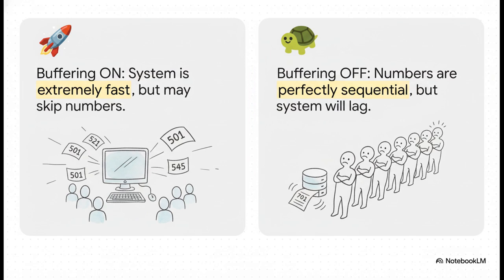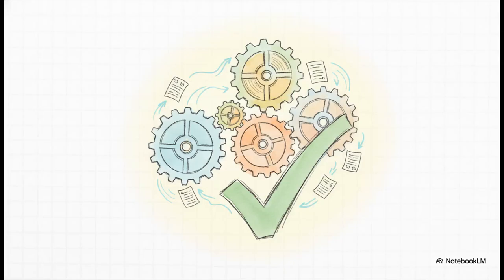Now, if we turned buffering off just to get that perfect sequence, well, the entire system would slow to a crawl, especially during busy times. It would be like everyone waiting in a huge digital line just for the next number. So for the health of the entire business and for everyone who has to use the system, the choice is pretty clear, right? A fast, smooth, responsive system for everyone is way more important than a perfectly ordered number sequence.